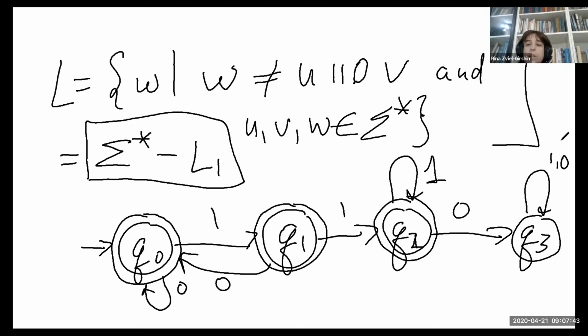So basically, the automaton is the same automaton that we had in the previous example. The only difference is that all accepting states are now rejecting states, and all rejecting states are now accepting states. Any questions? If not, good. We continue to the third example.